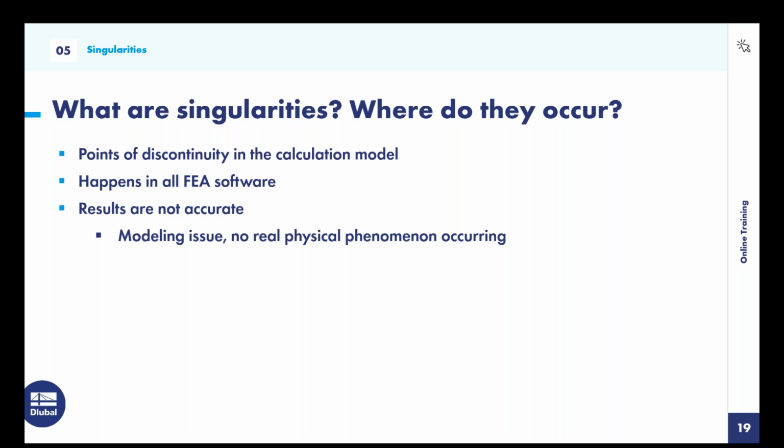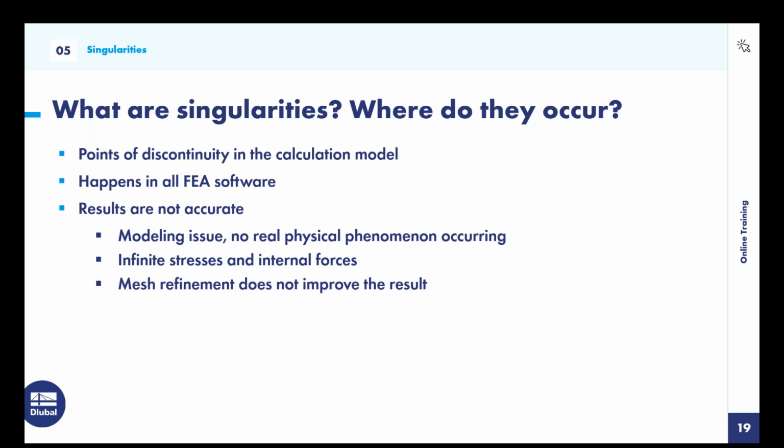And so what this means is that there isn't really any issue with how the software solves the model, and there's not really any physical issue with the model itself. So keep that in mind when it comes to singularities. Singularities can show themselves as infinite stresses or internal forces. And so with singularities, things like mesh refinement do not improve the result. Mesh refinement just only gives you a better idea of where singularities can occur.